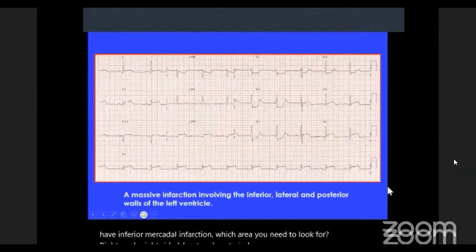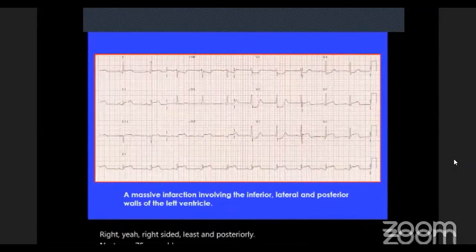Next case, 75-year-old man with chest pain. Abdurrahman Ruwaili, can you please? It will be very easy, Abdurrahman. You can read it from down. But just look at it and see what you think.